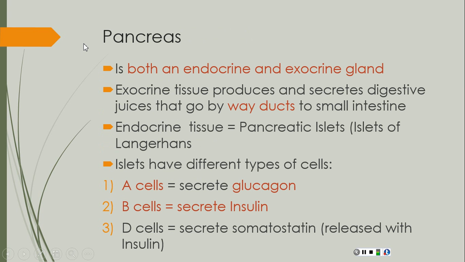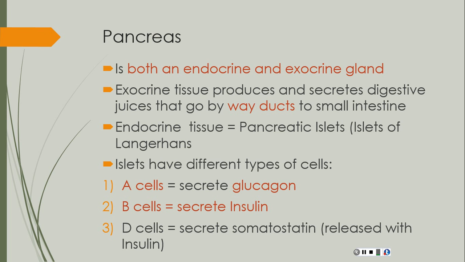I want to talk about the pancreas. Now, it is actually both an endocrine and an exocrine gland. How does it do this? Well, the exocrine tissue actually produces and secretes digestive juices, if you recall that from the digestive system, that go into the ducts, into the small intestine. Very important for breaking down and providing help with the digestion in that area.